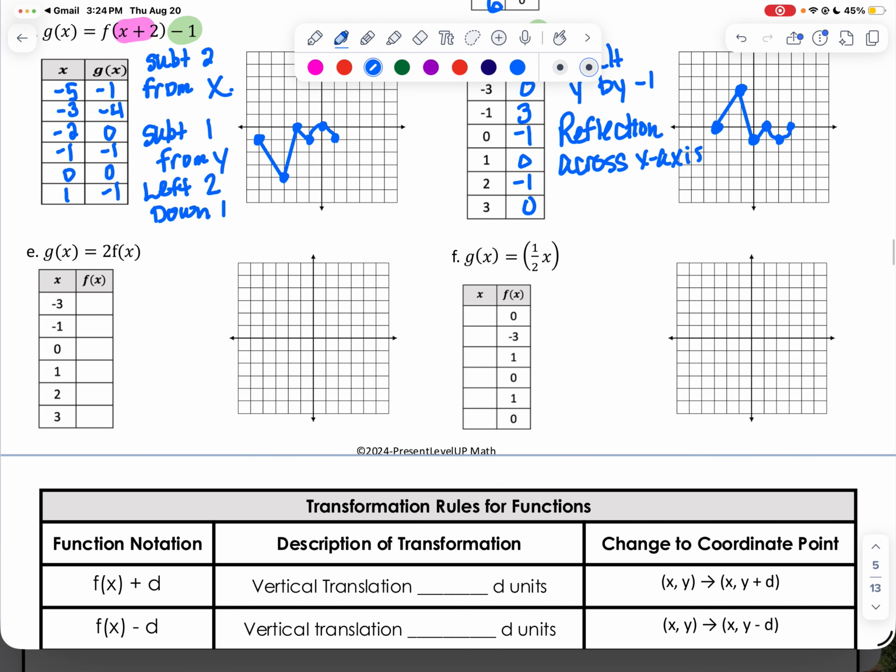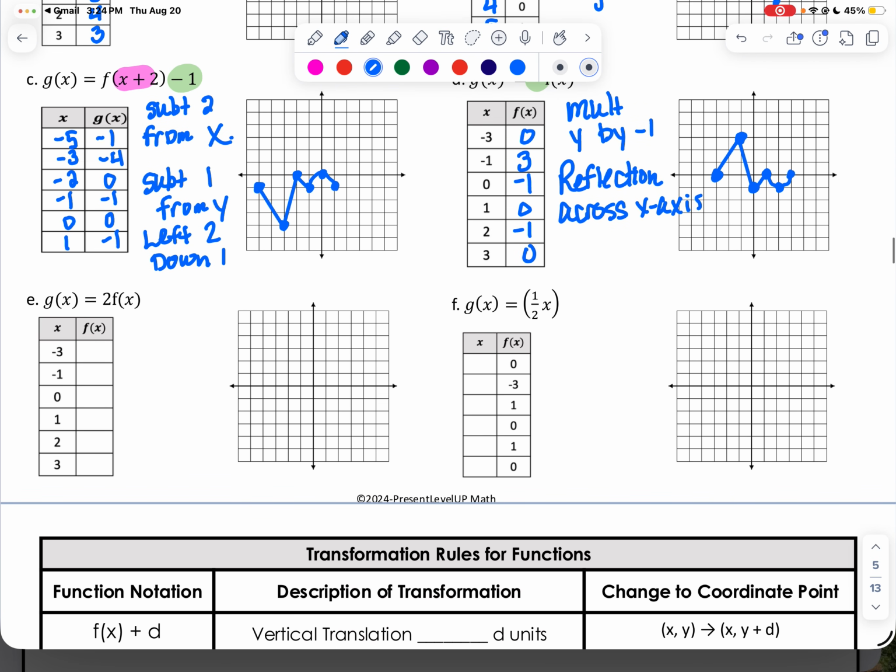All right, problem E. G of x equals 2 times f of x. Well, just like the last problem we did, this number's on the outside of the function, so it's only going to affect our y values. So we'll say multiply each y by 2. Now what I'd like you to do on your own is pause the video, fill in the table, and then plot your points. When you're ready to check your answer, press play.